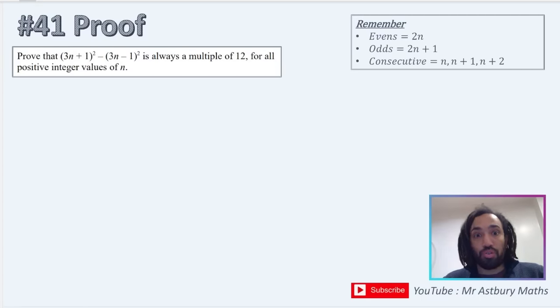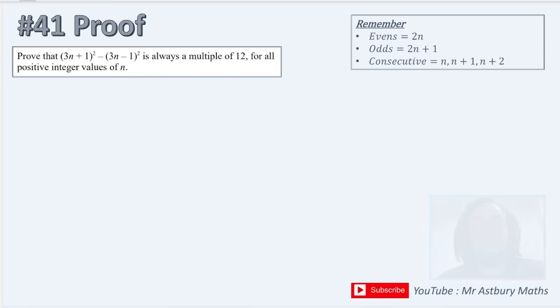Okay, proof. Lots of people don't like this, but it's a topic you definitely can score marks on. And the things you need to remember are that even numbers are always 2 times some integer n. Odds are 2n plus 1. And consecutive numbers can be written as n, n plus 1, n plus 2, and so on. Okay, this question is asking us to prove that (3n plus 1) squared minus (3n minus 1) squared is always a multiple of 12. Now, even if you don't know how to do this, you can always just expand the brackets and get a couple of marks like that.